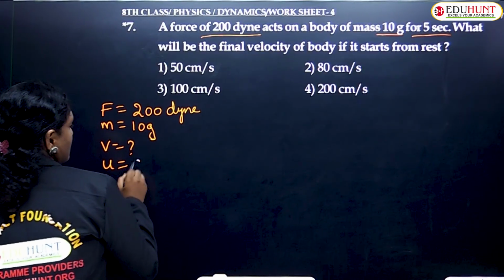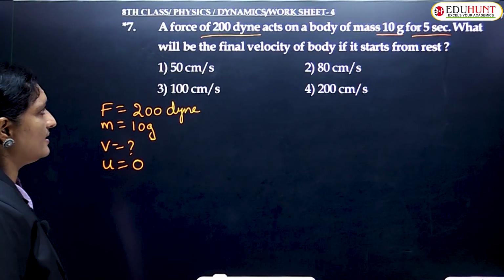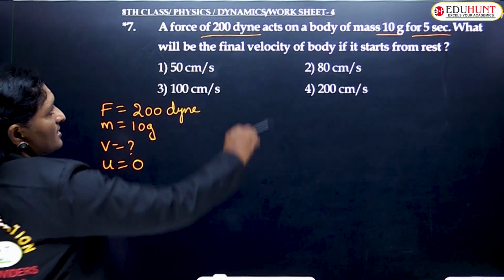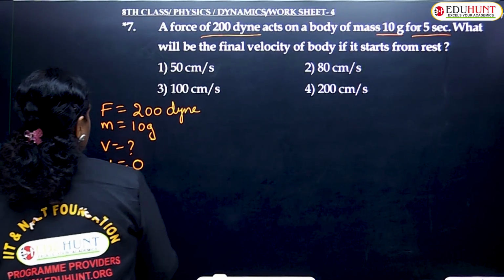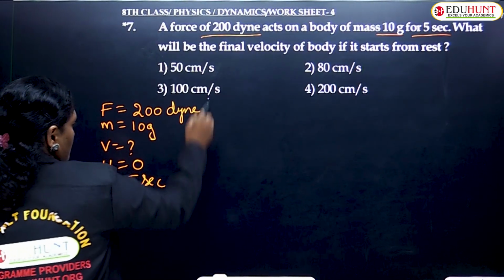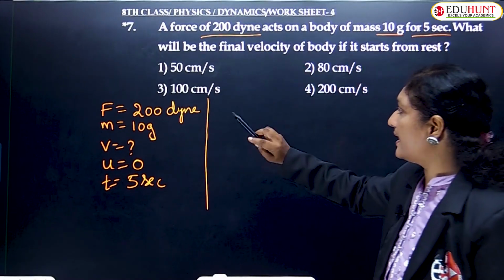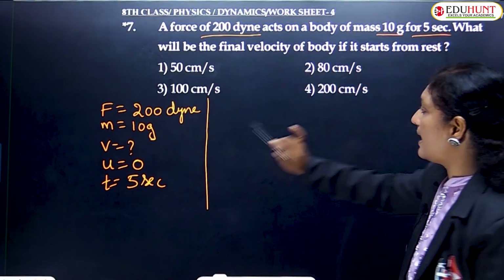Initial velocity means starts from rest, that is 0. So this is your given data, and something else was given. Time was also given, children. How much is the time given? 5 seconds. So this is what was given. Force was 200 dynes, mass was 10 grams.